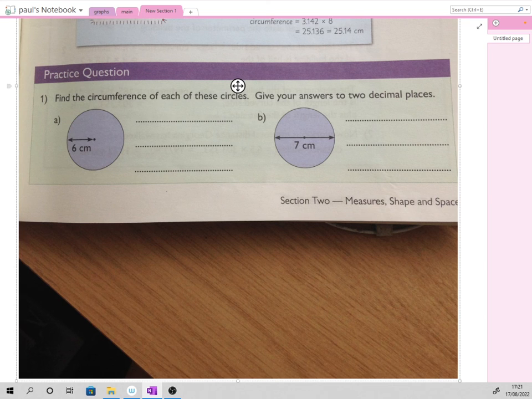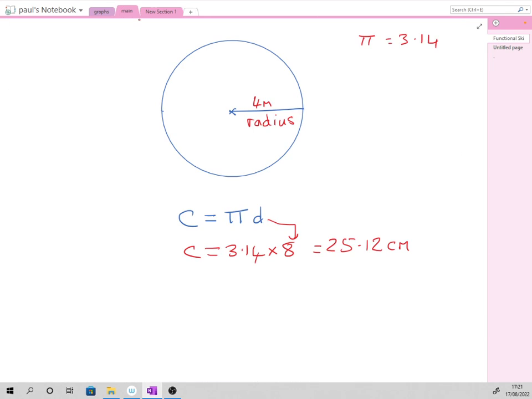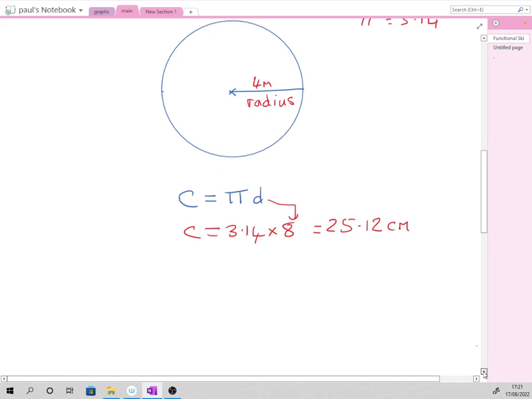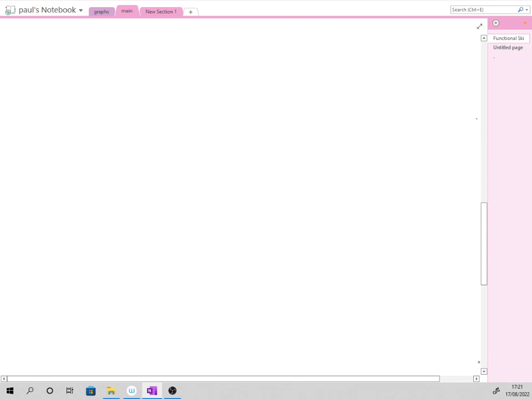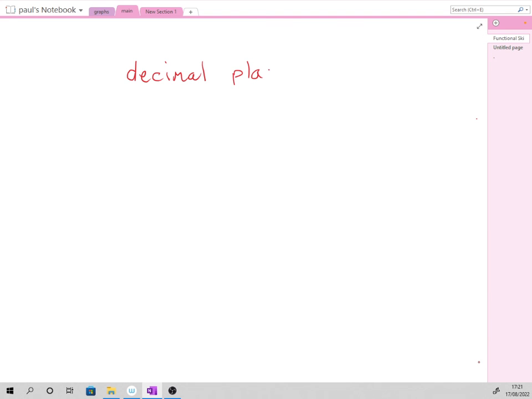Right. Find the circumference of each of these circles. Give your answer to 2 decimal places. Right, now let's go back here. And I think we've done this with rounding. Decimal places. Just a little tiny recap on decimal places.